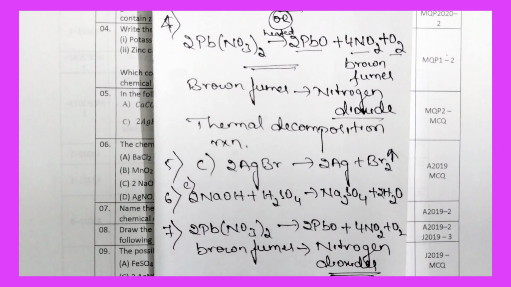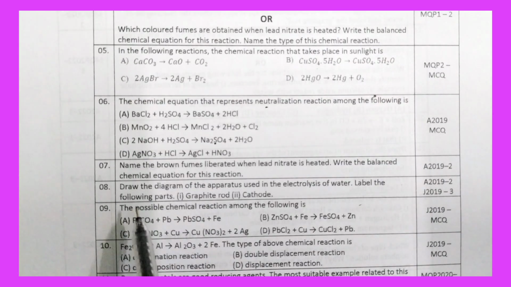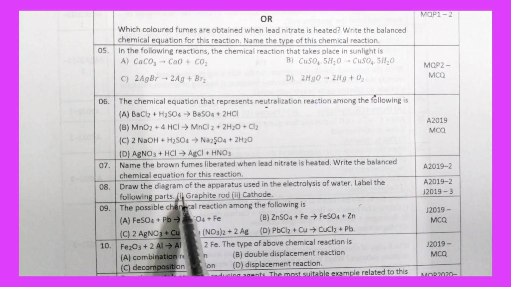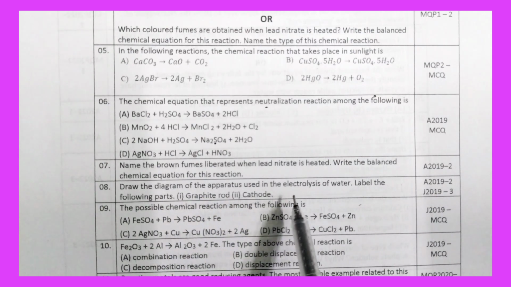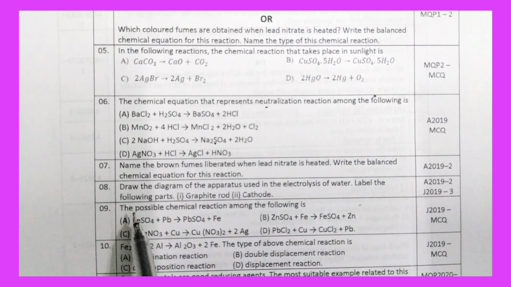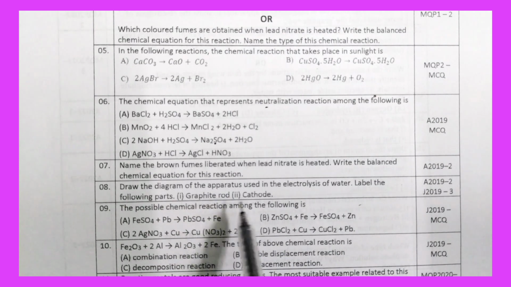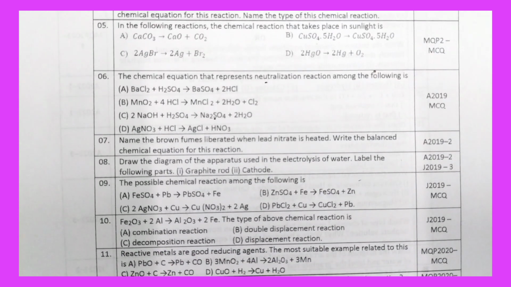Now let us move to the eighth question. Draw the diagram of the apparatus used in the electrolysis of water. Label the following parts: graphite rod and cathode. So the eighth question is, you have to draw the diagram of electrolysis of water. Now let us move to the ninth question.